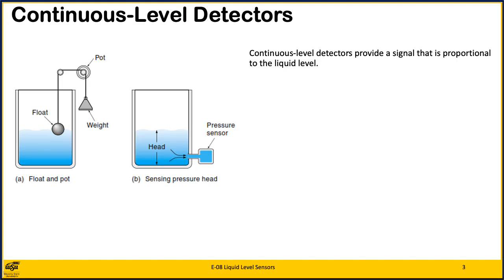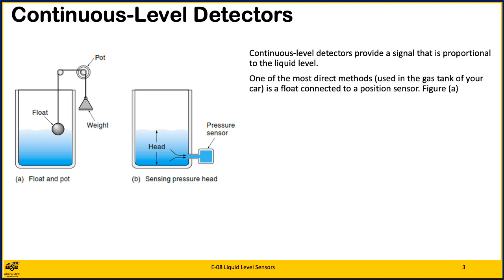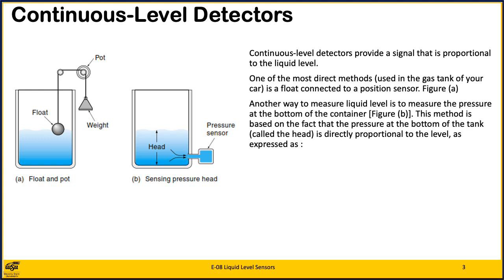Continuous level detectors provide a signal that is proportional to the liquid level. There are a number of ways in which this can be done. One of the most direct methods, used in the gas tank of your car, is a float connected to a position sensor. Figure A illustrates one implementation of this method.